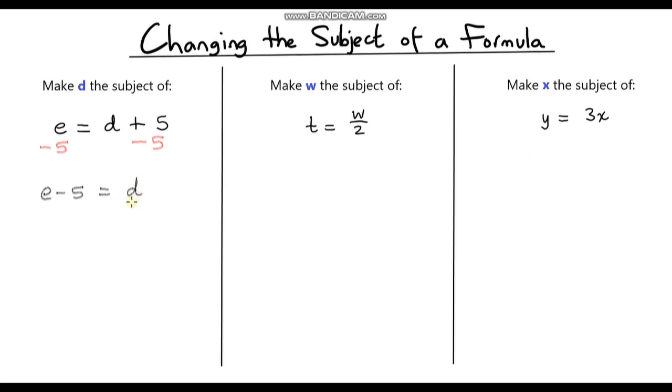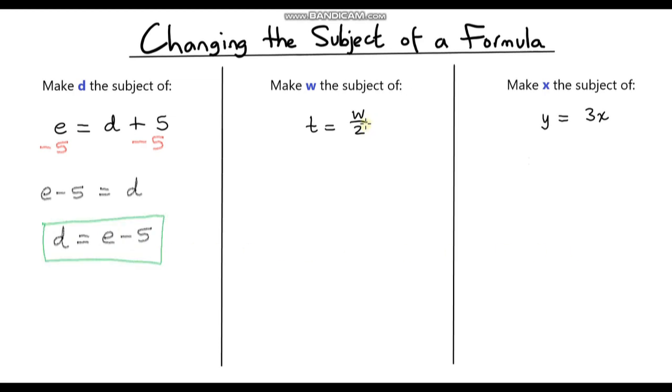But a lot of people like to put the variable they're making the subject on the left hand side. So I'm just going to switch these two terms around. So my final answer will be D is equal to E minus 5. So this here is my final answer.